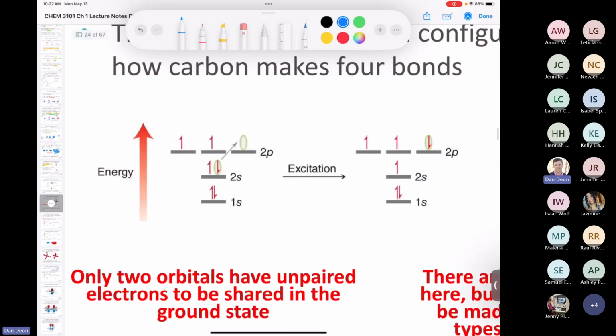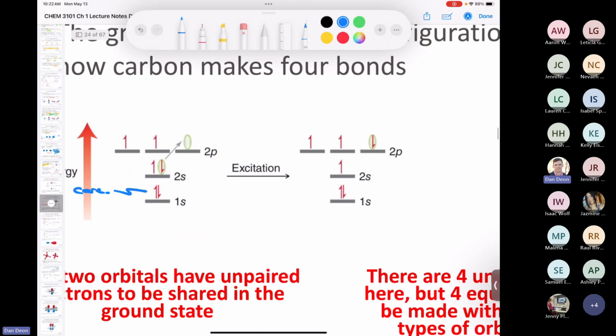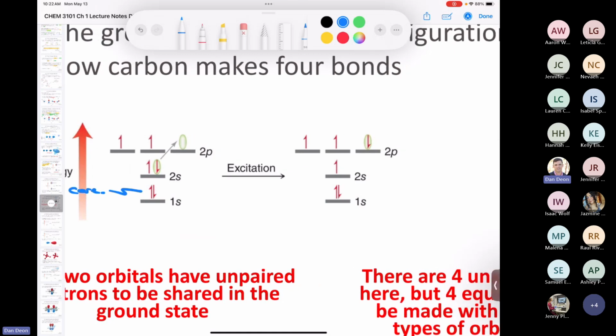However, you have 2 in the 2s orbital, and then you have 2 in the 2p. In this orbital diagram, they actually included the 1s electrons, but those are core electrons, so we're not going to worry about that. So what we do is we move one of the electrons from the s orbital over to a 2p. I said we promoted it. The word they used here is excitation, and there's nothing wrong with that.